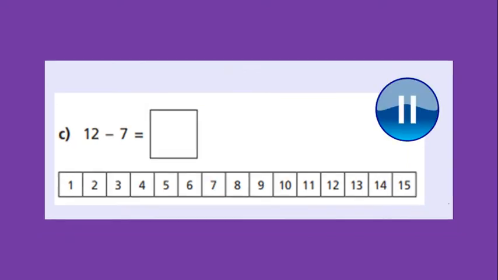Now, time to show me again that you can do this. So we can do this, Mrs. Edwards. Right, 12 take away 7 this time. So what number do you need to start on? How many jumps back do you need to do? How many are you taking away? And then what do you land on? What is your answer? What's your equals to number? Pause the video, work it out, and we will check the answer on the next slide.